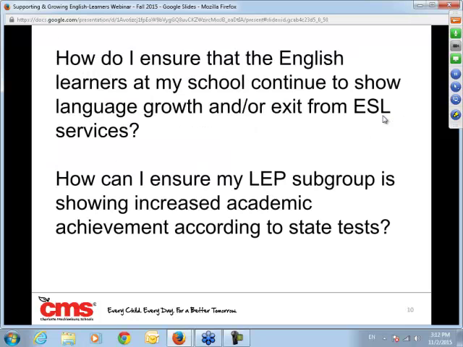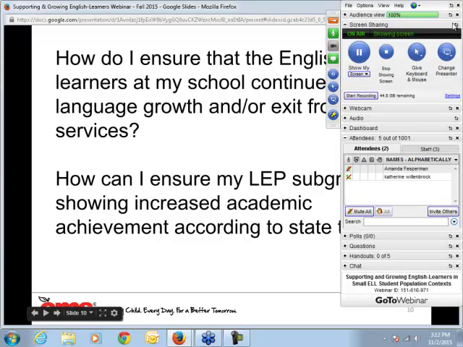How do I ensure that English learners at my school continue to show language growth and or exit from ESL services? So this is something we wanted you to think about, especially since your schools don't have an ESL teacher. And then also the question, how can I ensure my LEP subgroup is showing increased academic achievement according to state tests? So on those EOGs and EOCs. So we'll unmute you for a moment so we can discuss this.